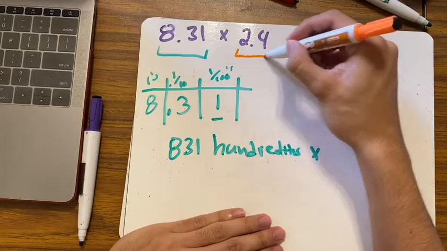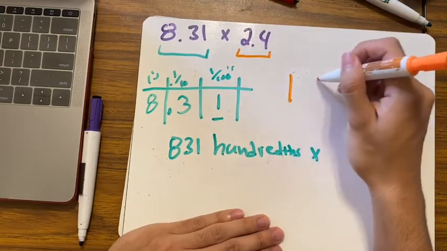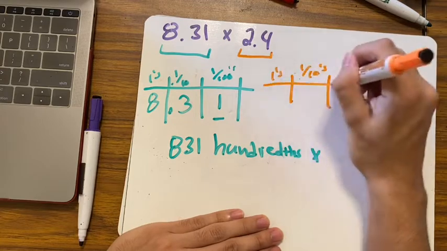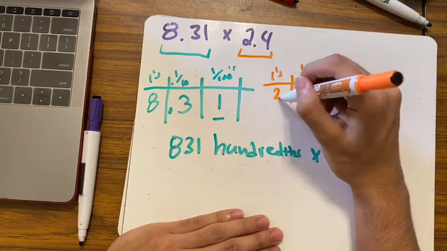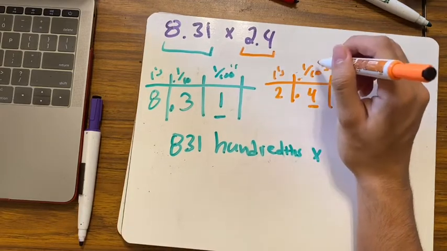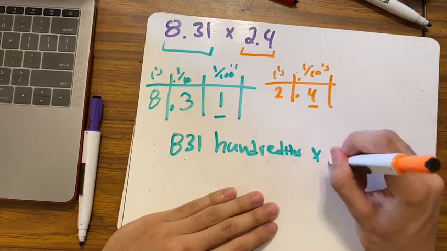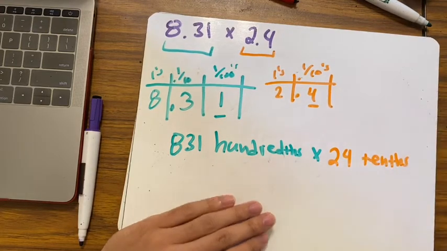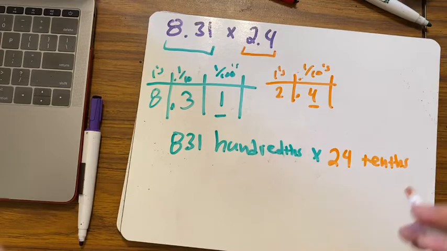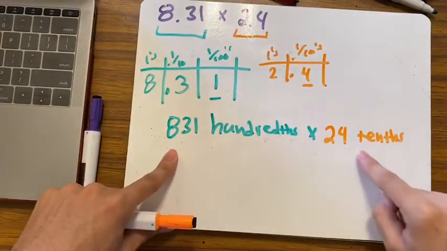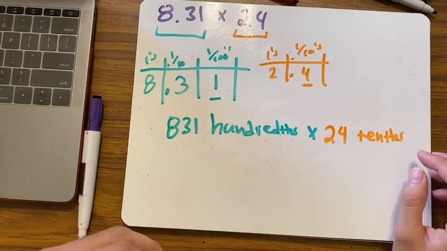this guy. Well, if I make a place value chart again, I have my ones, I have my tenths, I have 2 in my ones, and I have 4 in my tenths. My first digit is in my tenth place, so then I have 24 tenths. Okay? And let's go ahead and multiply that. So 831 hundredths times 24 tenths.